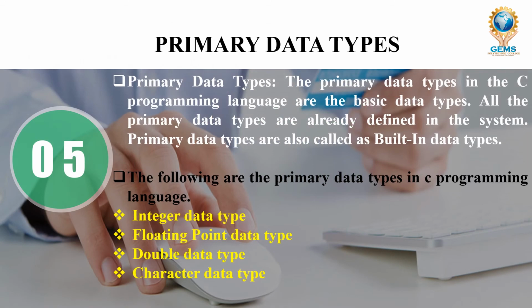Now we have the primary data types. The primary data types in the C programming language are the basic data types, and they are all already defined in the system. The primary data type is also known as a built-in data type, right? Some of the main primary data types in C are the integer data type, float data type, double data type and character data type. So these are the four primary data types in C.